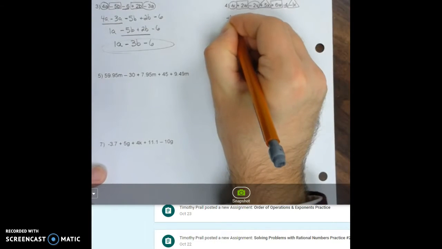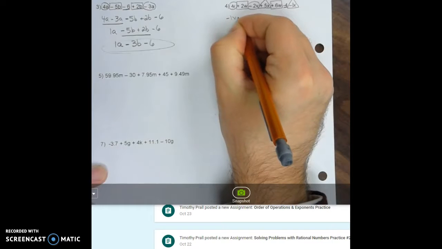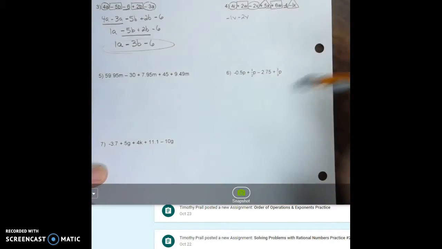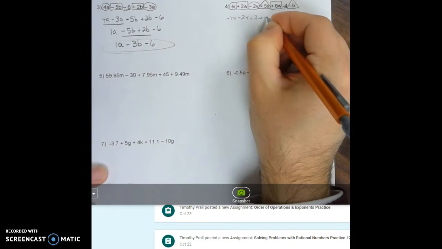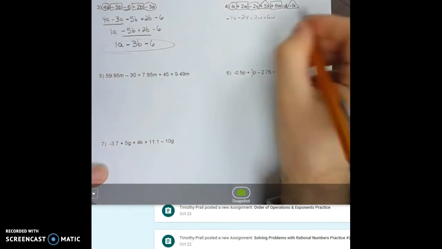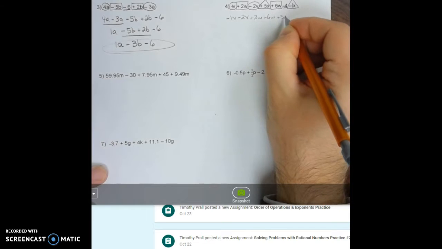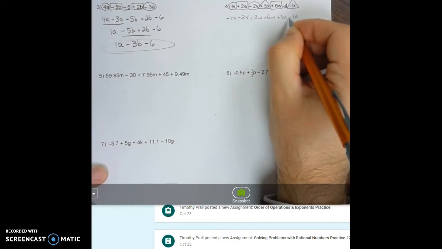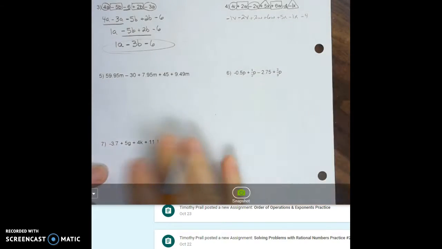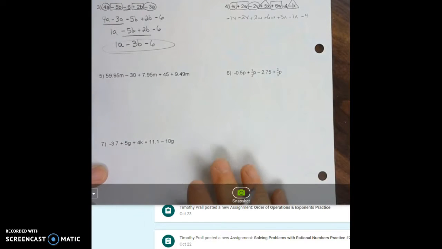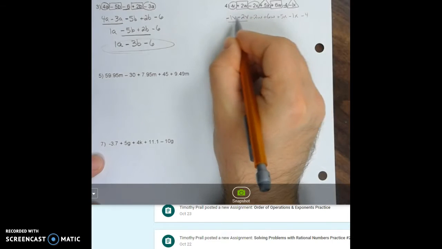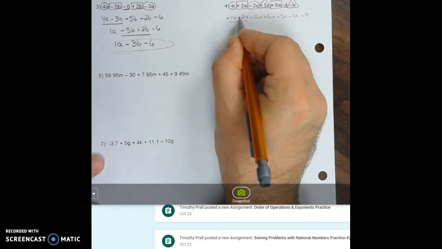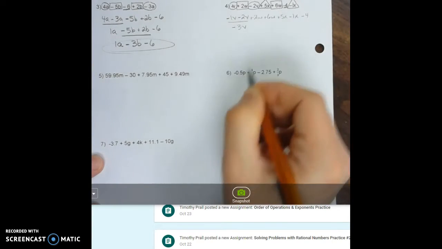So we're going to have negative 1v minus 2v. Okay, and then we're going to have plus 2w plus 6w, and then we're going to have plus 5x minus 1x, and then our constant negative 4 goes at the end. Okay, and now let's combine our v terms first. Negative 1v and negative 2v, they're the same sign, so I would add those to make negative 3v.